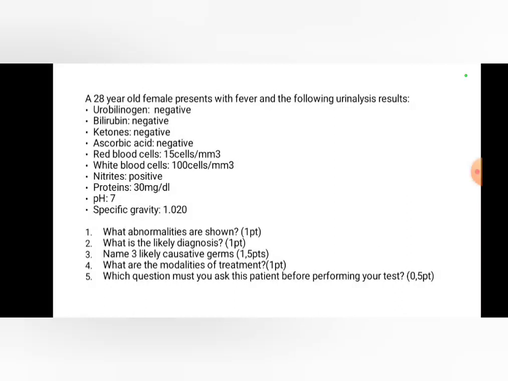Is it clear? Now, generally, when you have ketones at the level of urine, it tells you that a patient is not secreting insulin. Is it clear? And when a patient is not secreting insulin, either the patient has type 1 diabetes or the patient has a very late phase of type 2 diabetes.